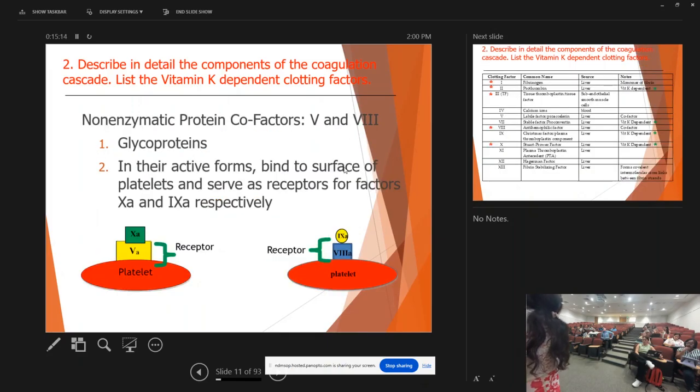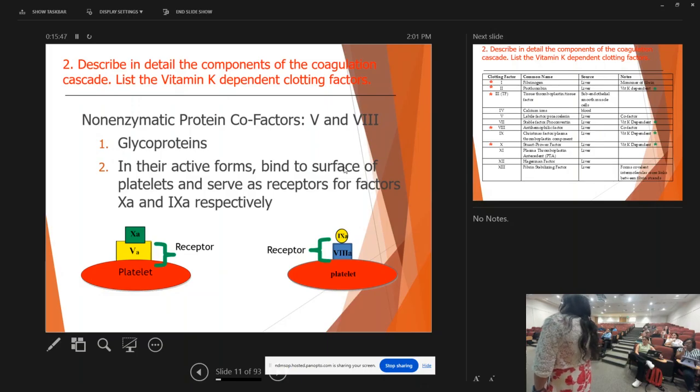So there are also, as I said, non-enzymatic cofactors like, say, 5 and 8. In these, how do they become active? How do they get activated? They have a little different process. It's not enzymatic, so it's not cleaving, but they find their partners. So like here, say platelet, how does it play a role in the activity of these 5A and 10A?